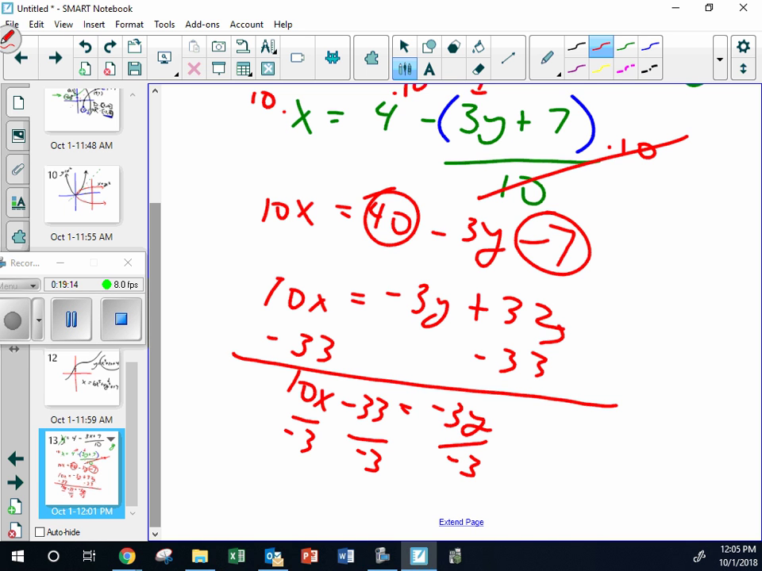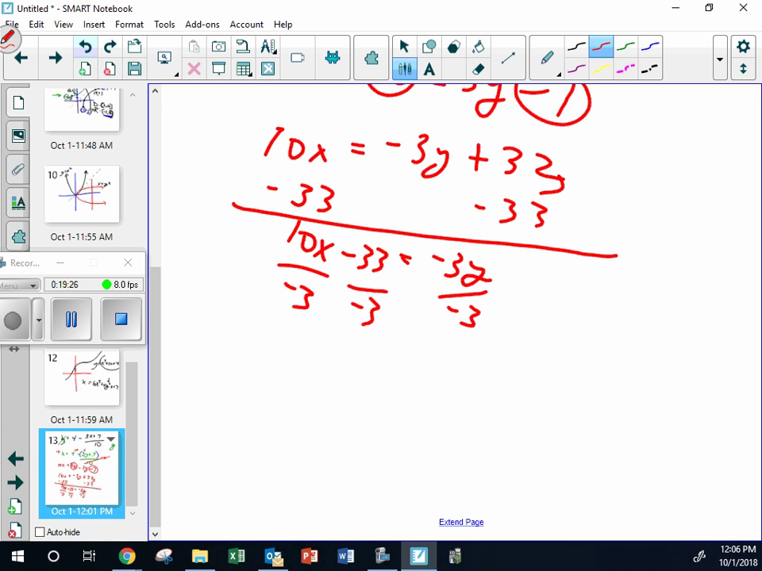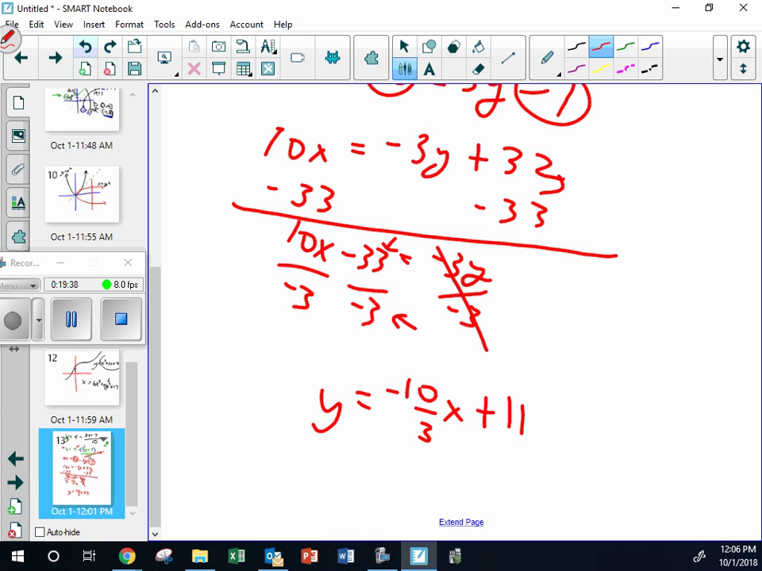Notice I'm doing it in all 3 spots. A lot of people would have just put one big line with divided by negative 3 there. And the problem is it's harder to tell what your slope is then. I'm done. Negative 10/3 x plus, notice this is a negative divided by a negative, 11. That is the inverse of that other function. What did I do? You switch x and y and solve for y.